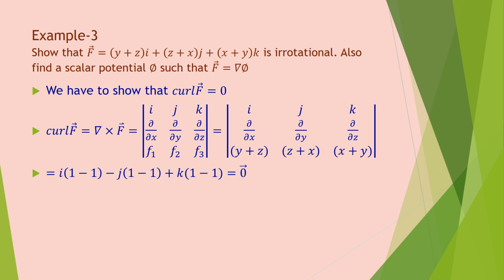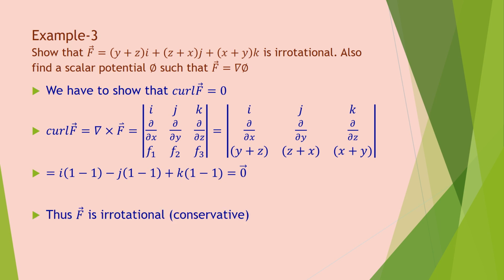So here i into dou by dou y of (x plus y), which is 1, minus dou by dou z of (z plus x), which is 1, minus j into dou by dou x of (x plus y) minus dou by dou z of (y plus z), plus k into dou by dou x of (z plus x) minus dou by dou y of (y plus z). Which gives i into (1 minus 1) minus j into (1 minus 1) plus k into (1 minus 1), which is vector 0.